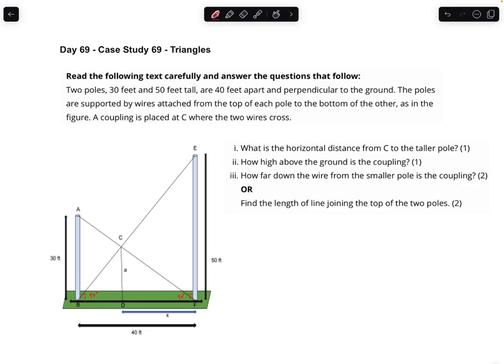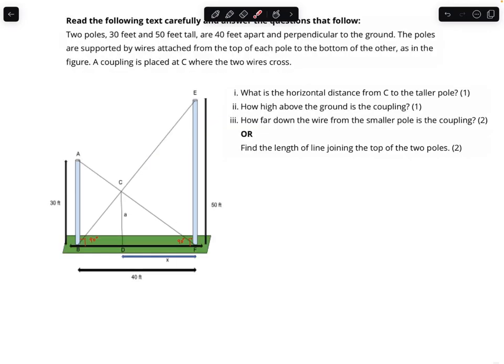Then the poles are supported by wires attached from the top of each pole to the bottom of the other. From A to F, there is one wire, and from E to B, there is another wire. So these two wires are coupled at a point C. A coupling is placed at C where the two wires cross.